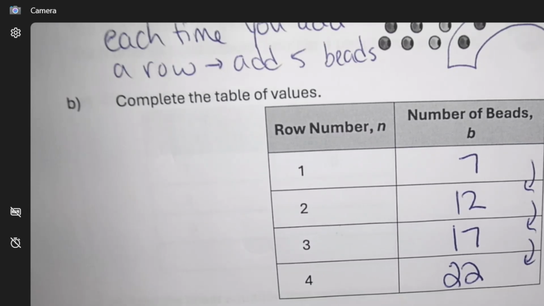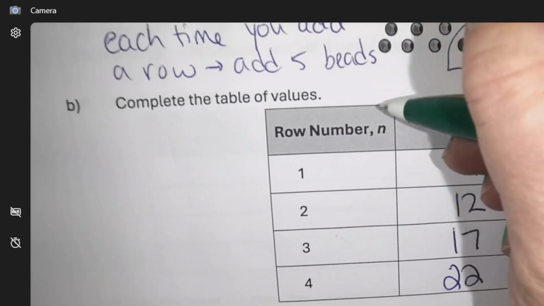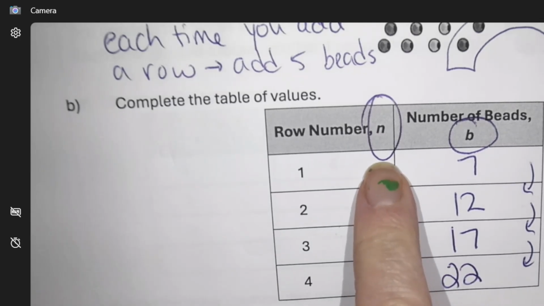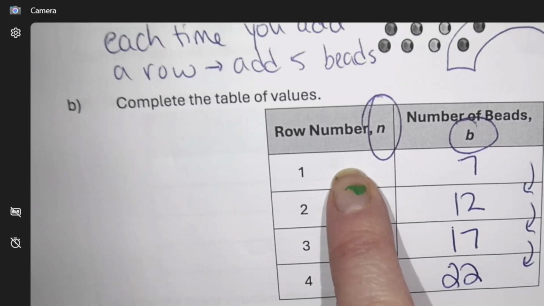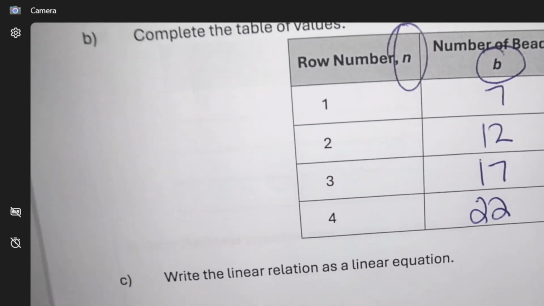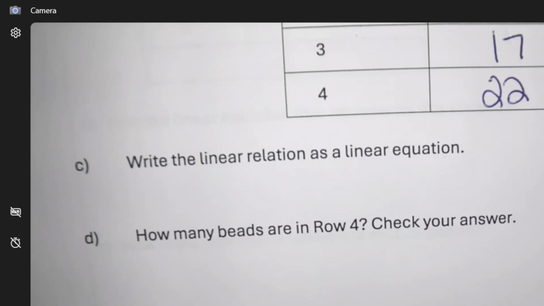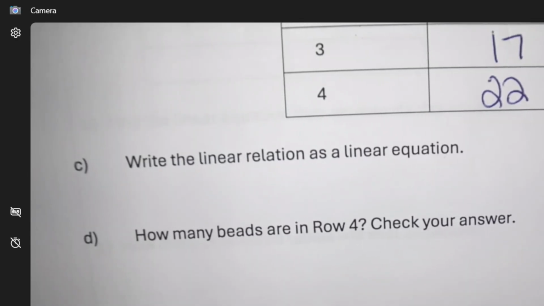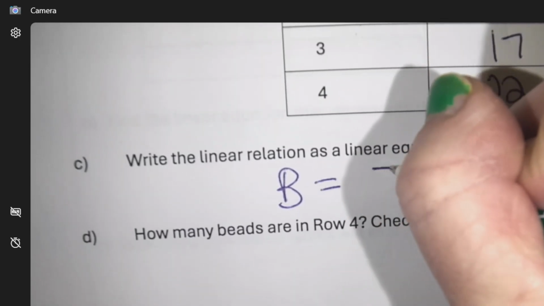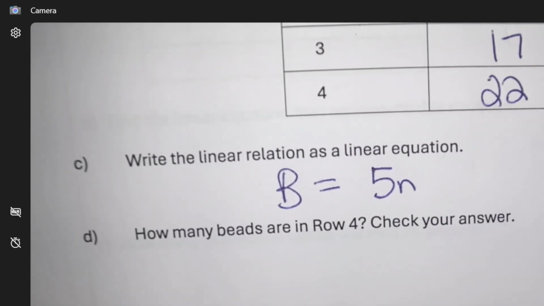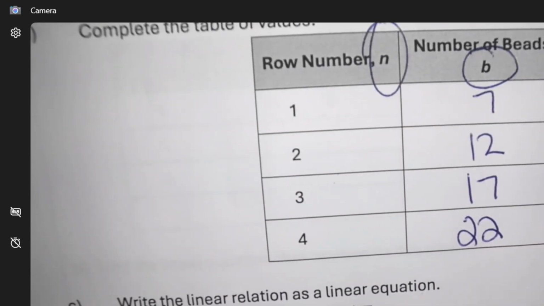Okay, so we're gonna make an equation. I need you to use these letters. You have to have an N and a B. An N for the number of row you're on and a B for the beads that are there. So what should I do? N equals or B equals? B equals. So we said, what's the pattern? It's changing by 5 each row. Okay, so let's 5n plus 2. Let's develop what we add extra or subtract extra.